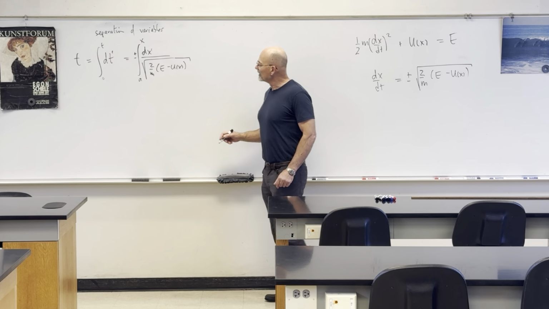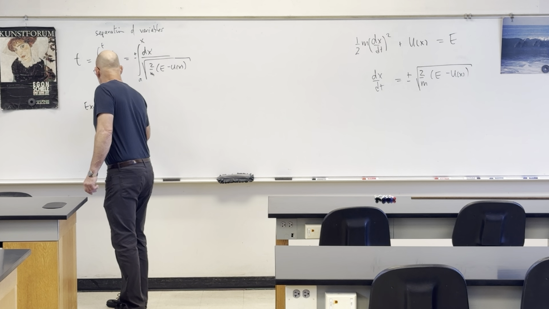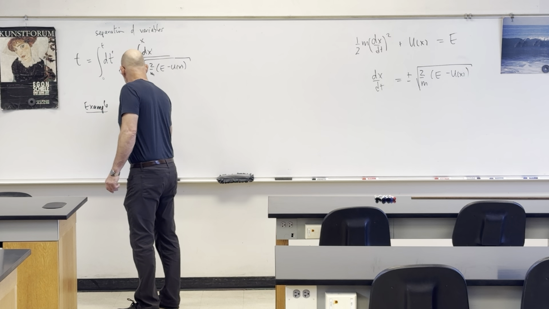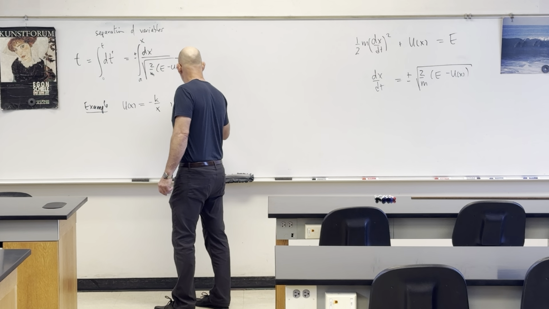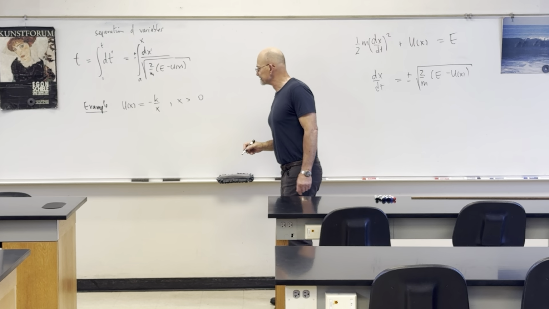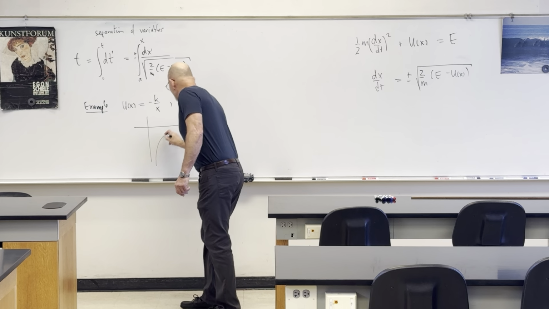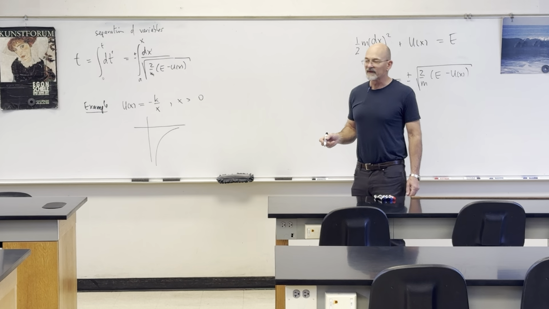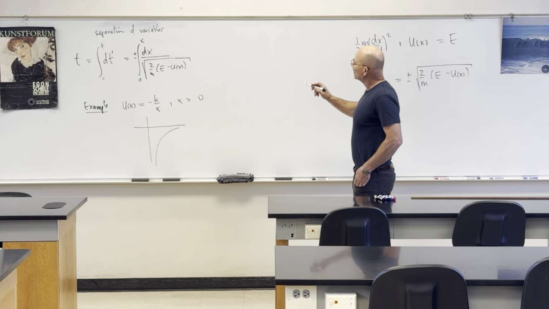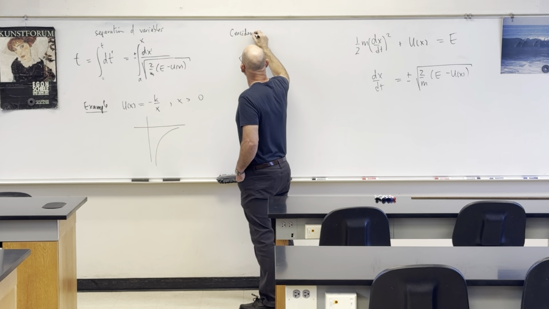Okay, now the example we had was u of x is equal to minus k divided by x, x greater than 0. That looks like this. And that was good. That was a Newton potential, so we already did some work on that. What I want to do now is consider a more general case.